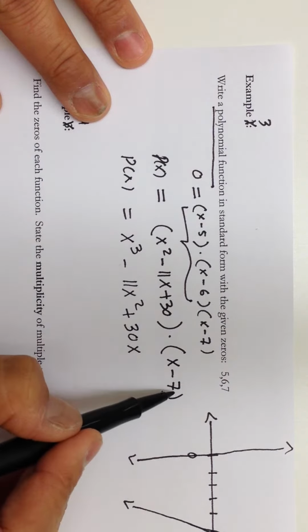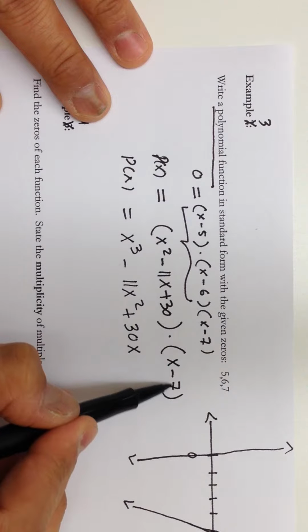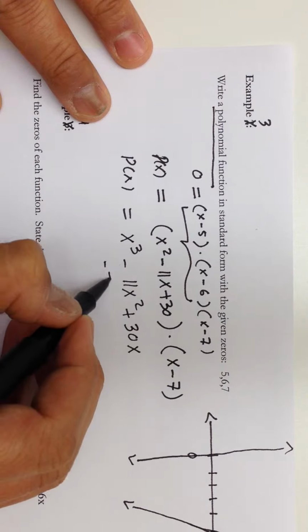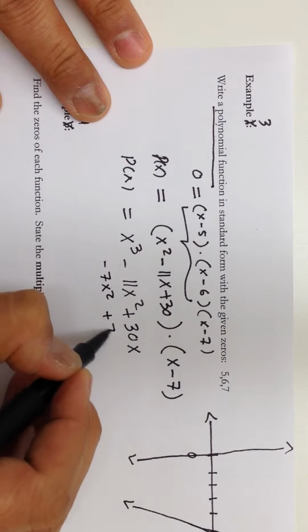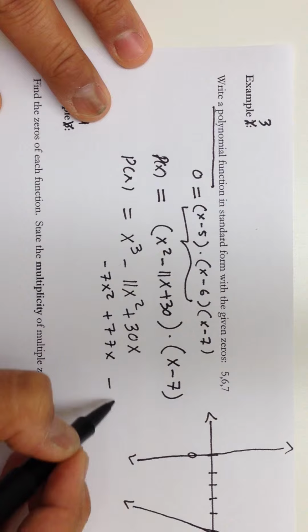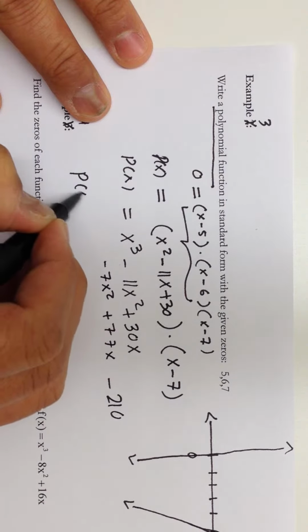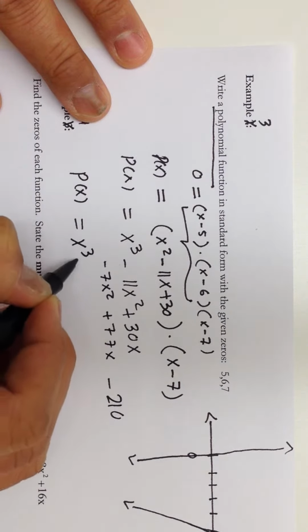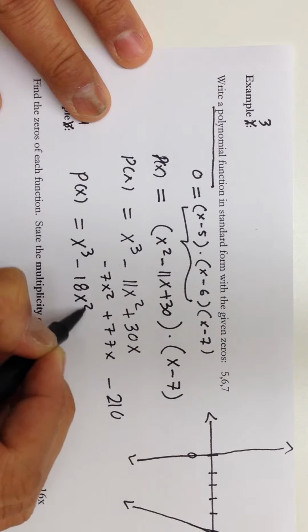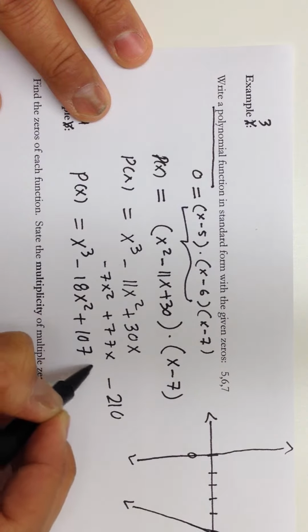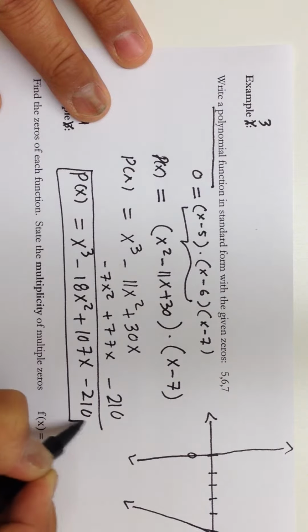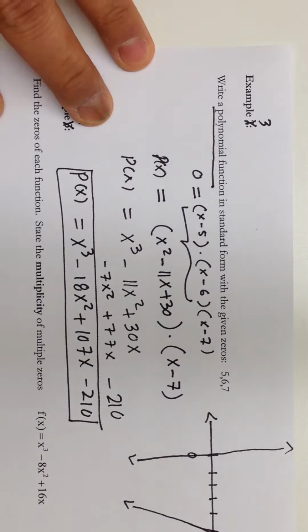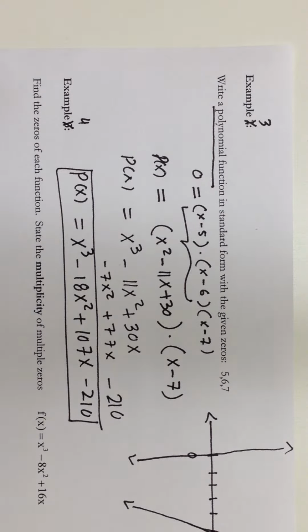Repeat the same process for the number negative 7. Negative 7 times x squared is negative 7x squared. Negative 7 times negative 11x is going to be plus 77x, followed by negative 210. Combine all these together. You got x cubed minus 18x squared plus 107x minus 210. This is the polynomial that has 5, 6, and 7 as its roots. So basically, we're just going backward from what we've done before. Very good.